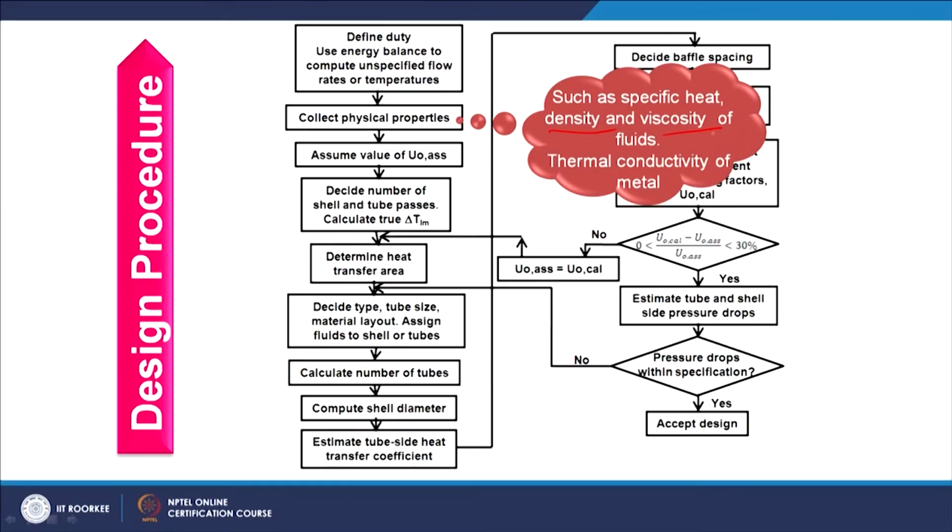Now once you have all temperatures of both fluids, you can proceed to collect the physical properties, such as density, viscosity of the fluid, and thermal conductivity of the metal and for the fluid, right? Because specific heat you have already calculated. How you have to collect the physical properties, we have already discussed in the double pipe heat exchanger design, okay? I am just giving an overview, okay?